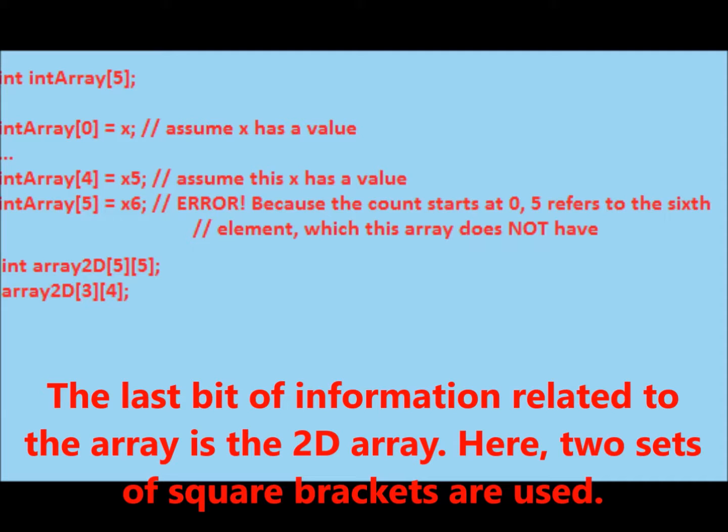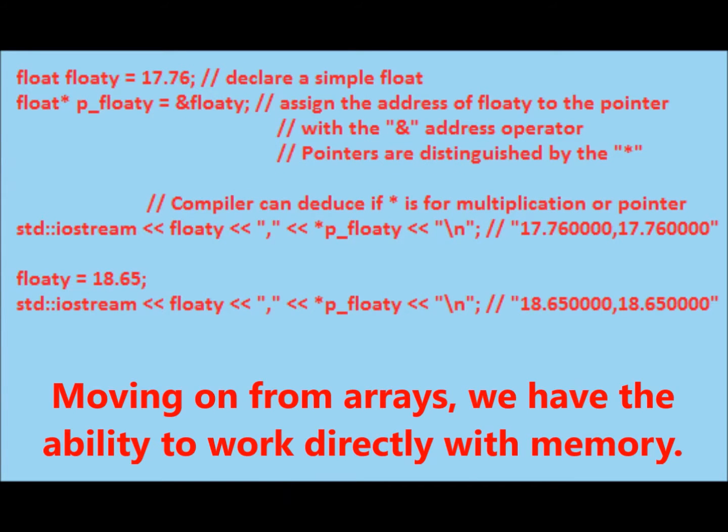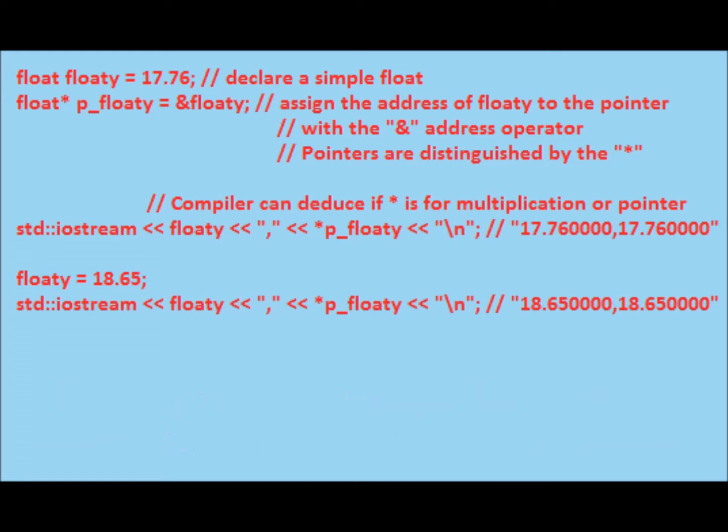Here, 2 sets of square brackets are used. In this case, we have a 5x5 array. In reality, it is a 25-element array, but we use 2 numbers in square brackets instead of the one as shown. Moving on from arrays, we have the ability to work directly with memory.